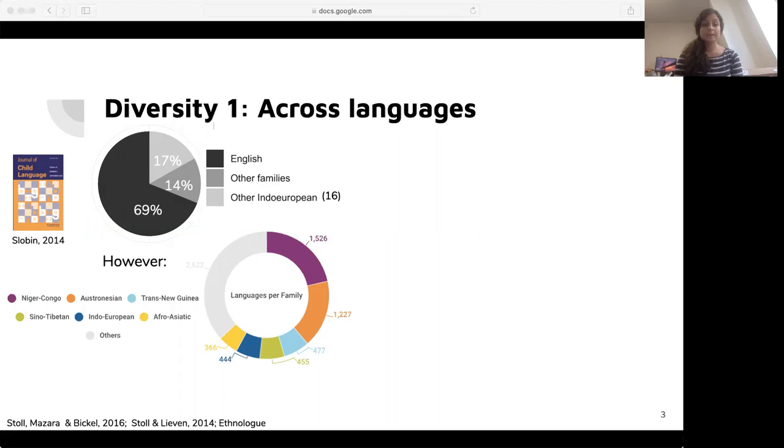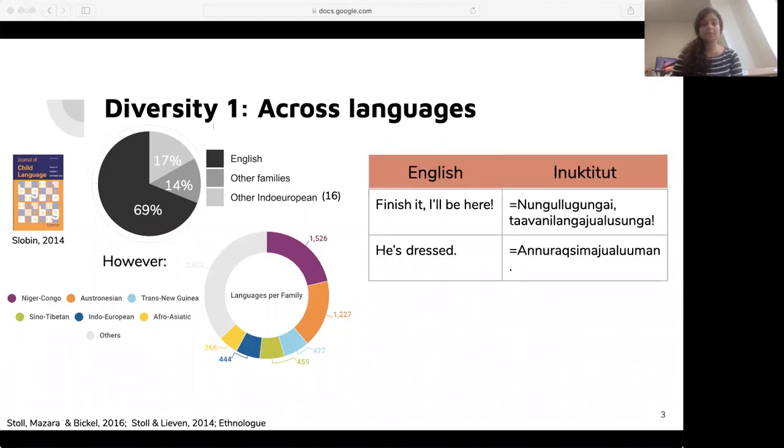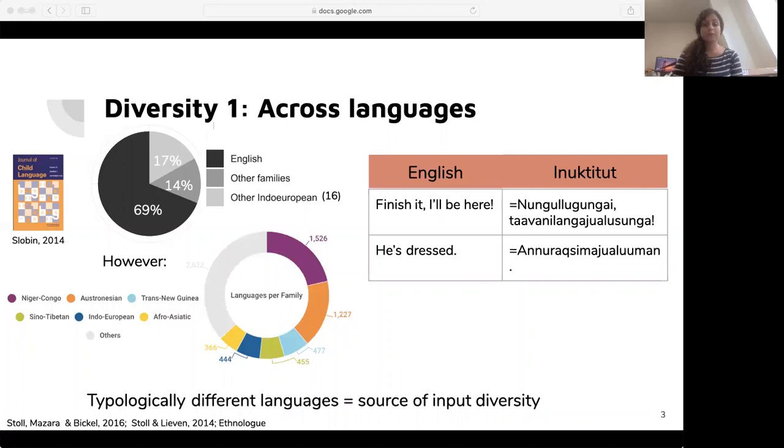Also, English findings are not generalizable across languages because they differ maximally in their typological characteristics. For example, Inuktitut is an Inuit agglutinative polysynthetic language, which encodes more grammatical categories and in such a diverse way than English. We can say with no doubt that typologically different languages are a source of input diversity.